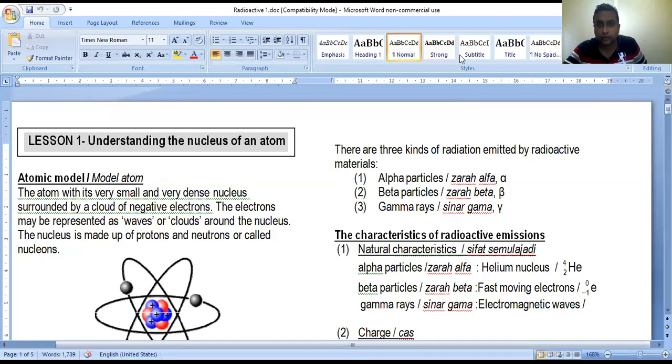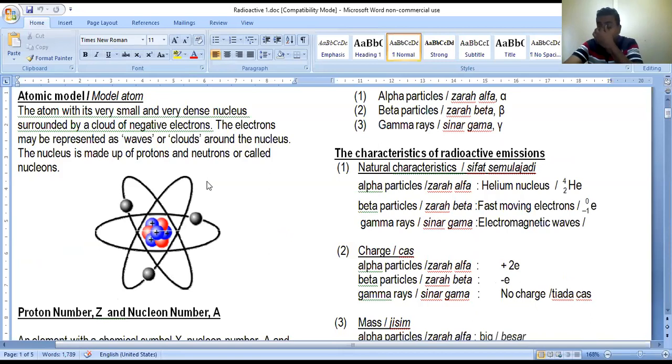So today we look at the first subtopic for radioactivity. First we look at what we learn in chemistry also. So you look at the atomic model.